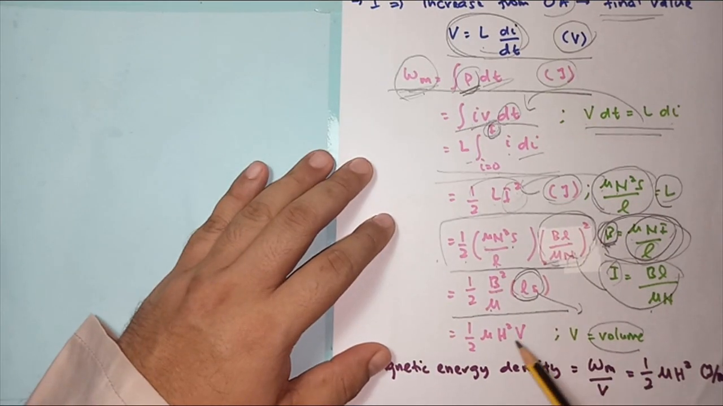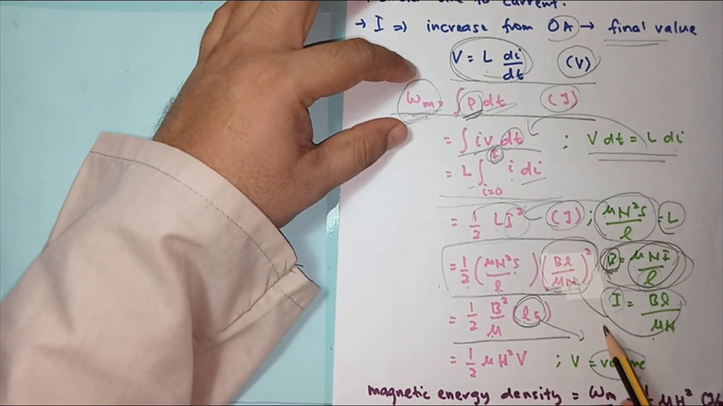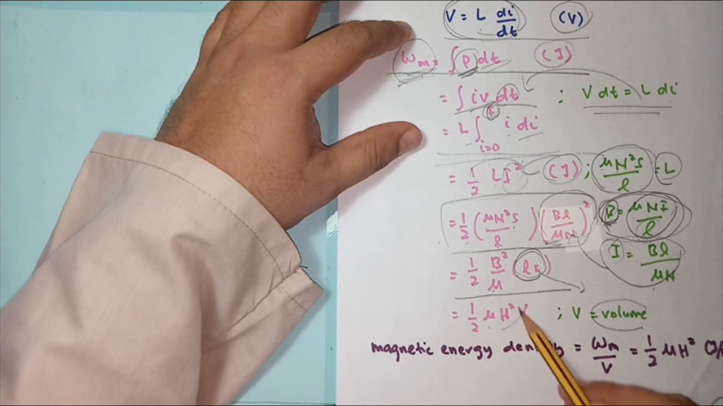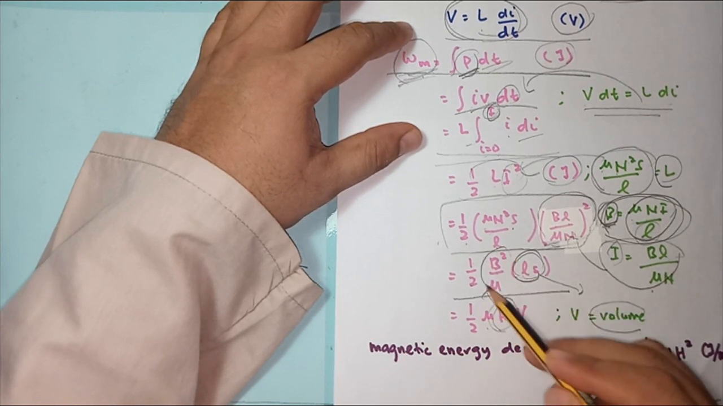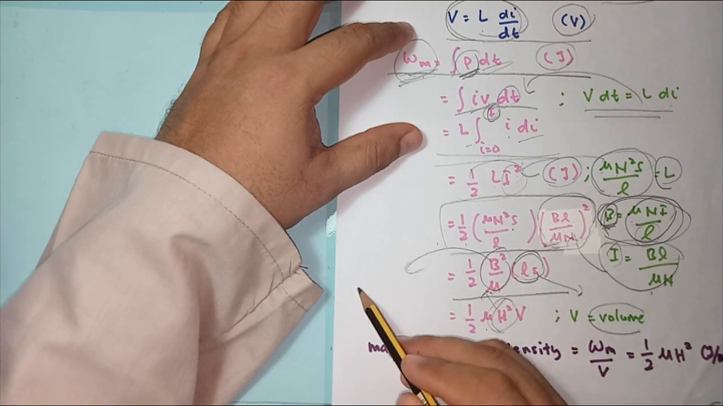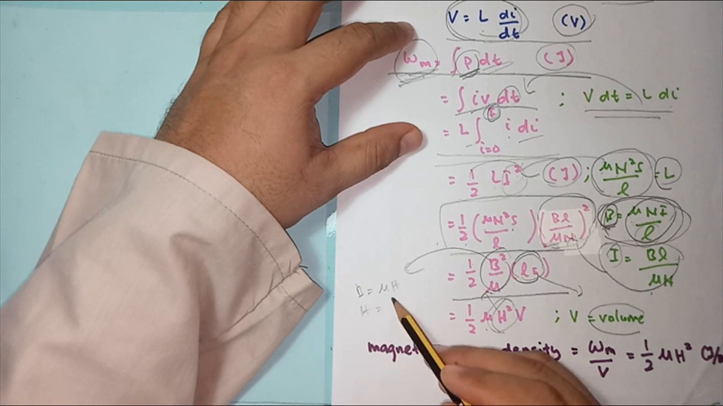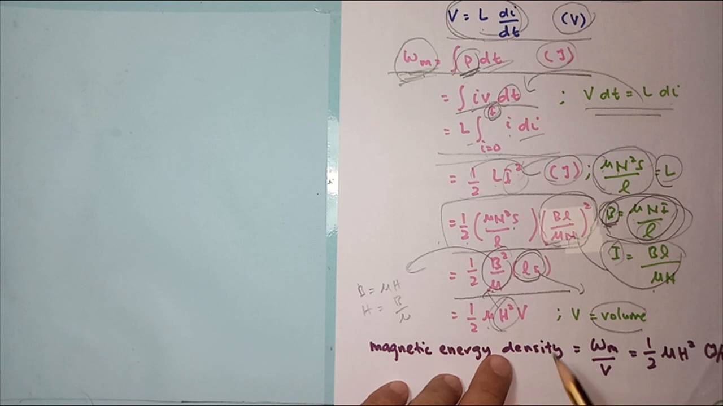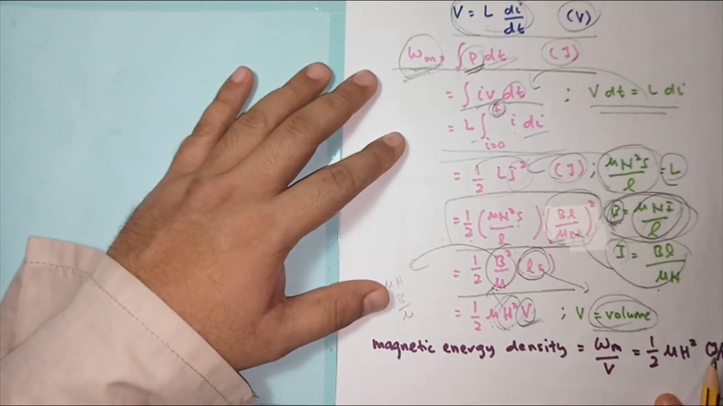Because of that, we can rewrite our expression for the magnetic energy as half mu H squared multiplied by V. This expression comes from B equal to mu H, so H is equal to B divided by mu. Here V is the volume of the solenoid or of the inductor.